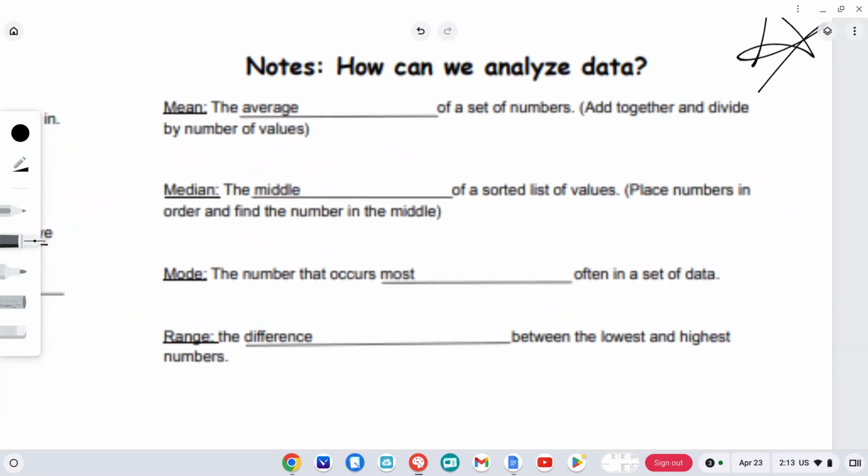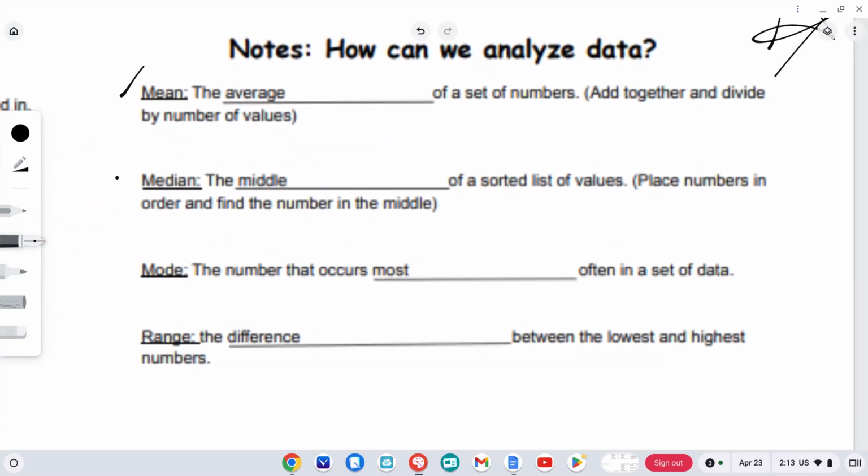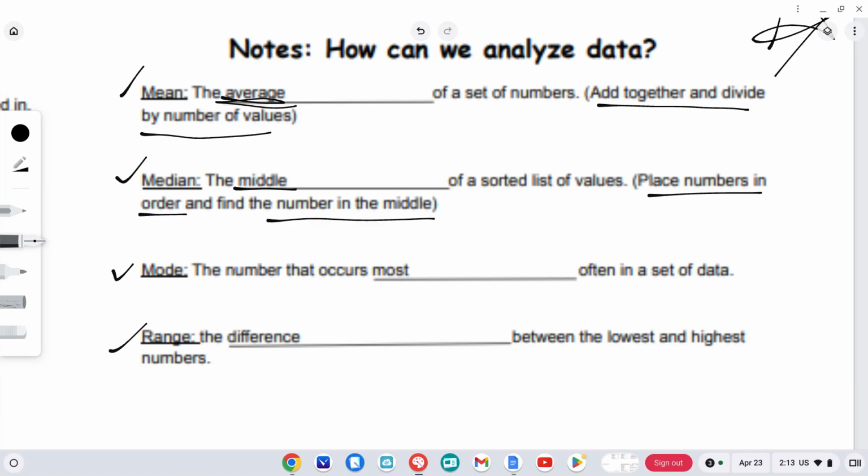After we talked about population and samples, we moved on to some of these important words that come along with statistics, things that you probably remember from 6th grade. So we talked about the mean, like the average. The average is when you add together and divide by how many there are. We did that on Thursday. Then we had the median, like the middle number. So we'd have to place the numbers in order and find the number in the middle. We talked about the mode, like the number that happens the most. And the range, which is difference. Remember, difference is like subtraction. And that's the subtraction between the lowest and the highest numbers. Those were all pretty easy last week.